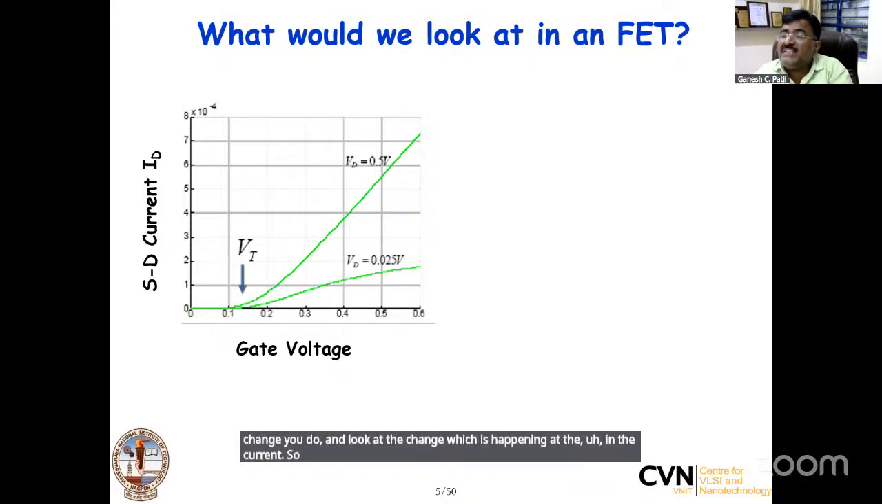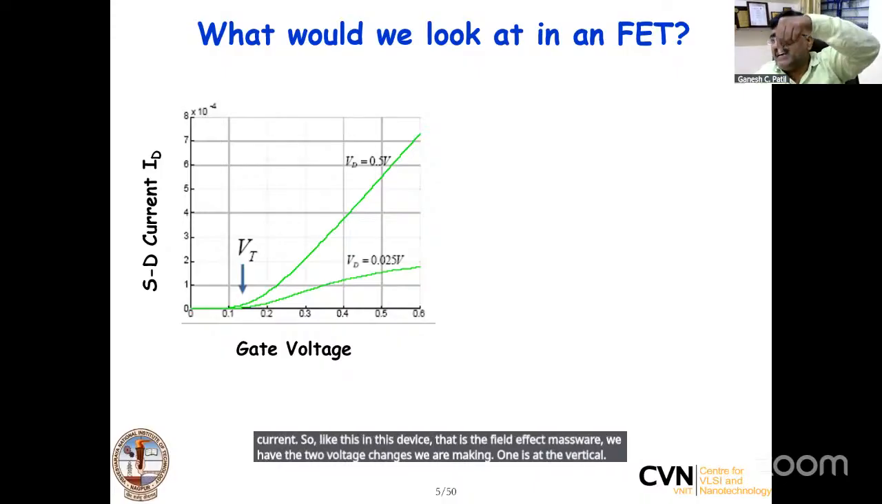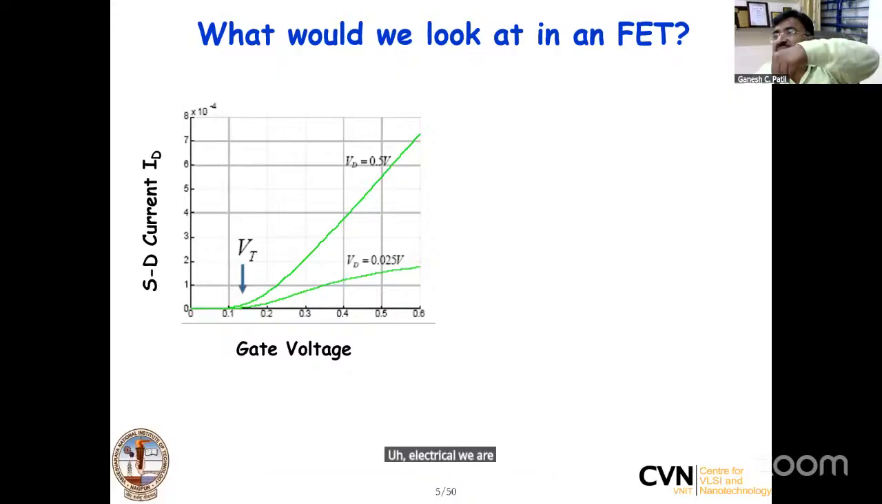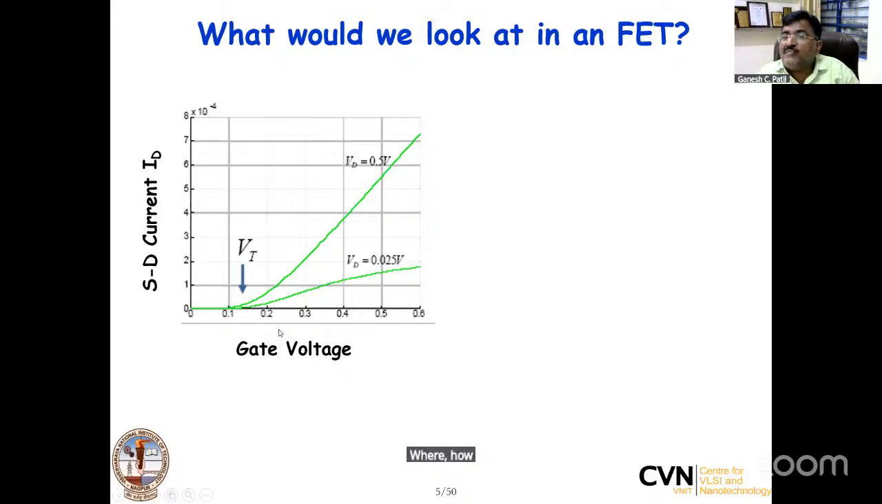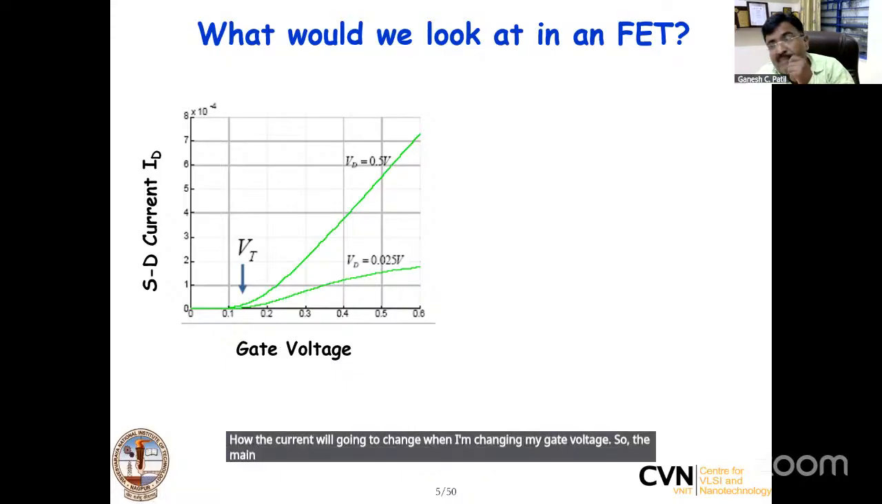Like this, in the field effect MOSFET, we make two voltage changes. One is the vertical electric field we apply, that is the VGS, and the second bias we apply is the VDS. So obviously there will be two IVs. One is the change in the gate voltage, where we see how the current changes. The main change happens because of the threshold voltage, when the channel gets formed and the device turns on.